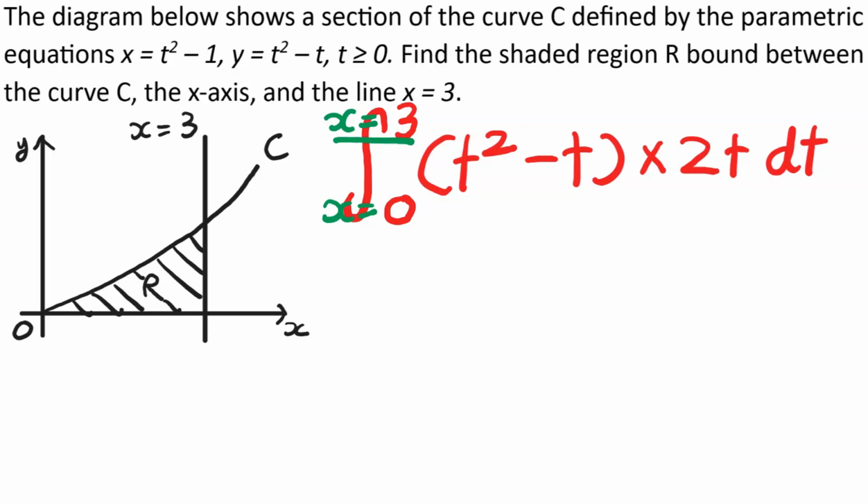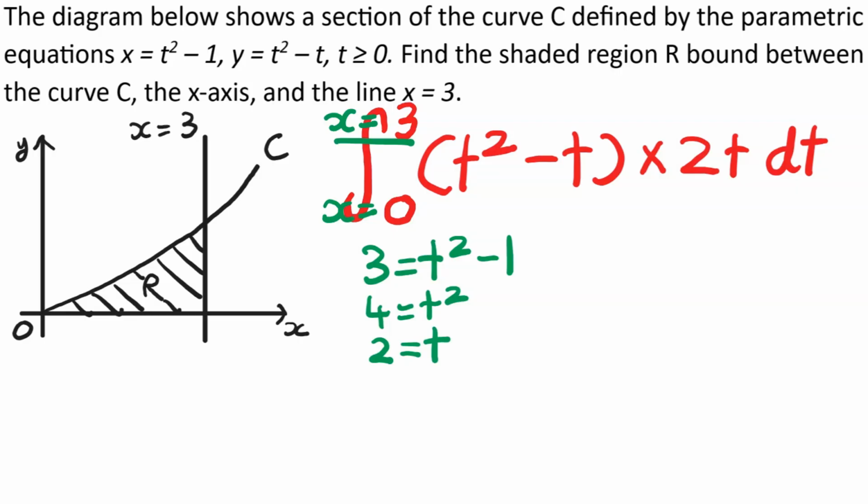So if we start with x is equal to 3, if we sub this in as x here, we'll get that 3 is equal to t squared minus 1, and then we're going to rearrange in order to make t the subject here. So move this minus 1 to the other side, so we get that 4 is equal to t squared, and then if we square root both sides, we get that 2 is equal to t.